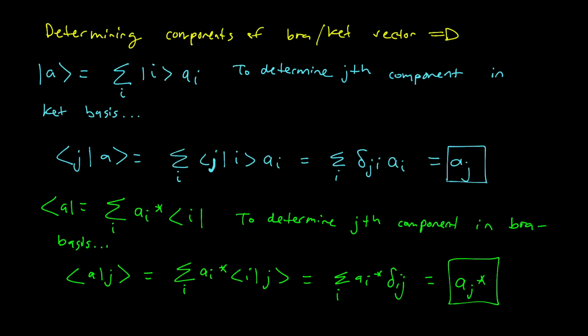Here we will talk about determining the components of bra and ket vectors. Say you have a ket vector A equals the sum over all i of the ket basis set times Ai. To determine the jth component in the ket basis, you multiply the jth component of the bra basis times A to get A sub j. And similarly, to determine the jth component in a bra basis, you multiply the bra vector A by the jth basis ket vector to get Aj star.